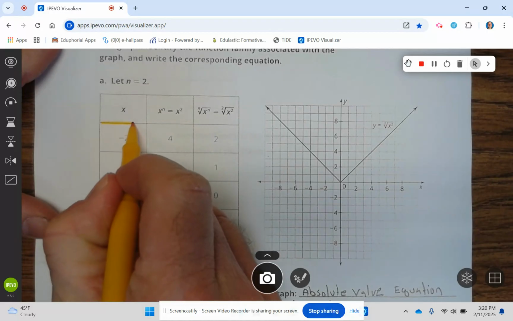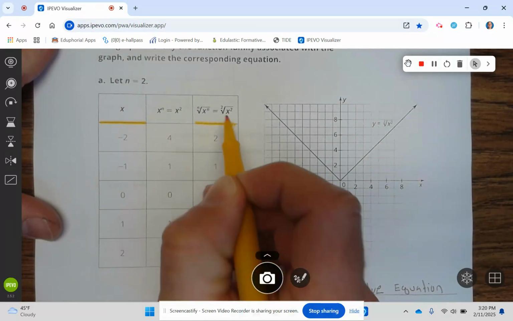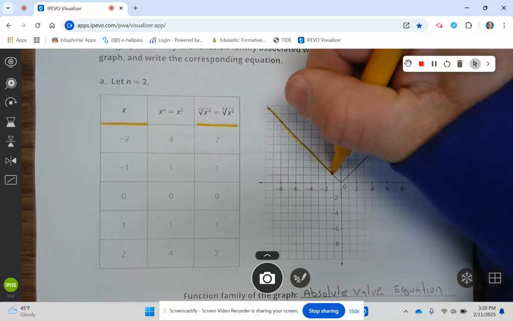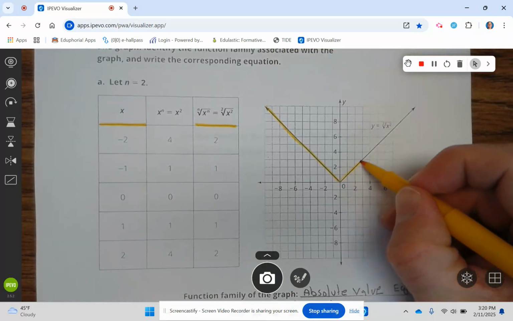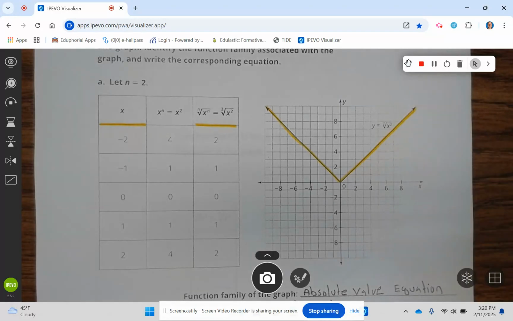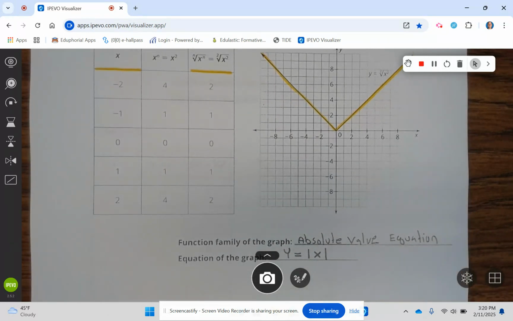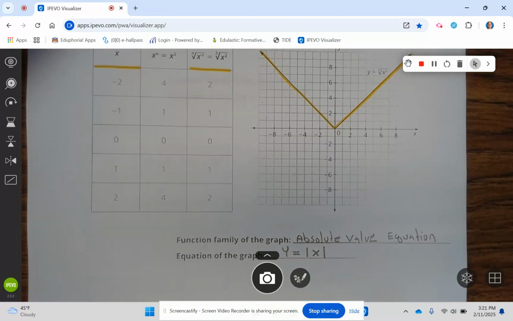So this corresponds to this graph. And the function family of the graph is the absolute value equation, and the equation of the graph is y equals the square root of x. All right, let's take a look at the next page.